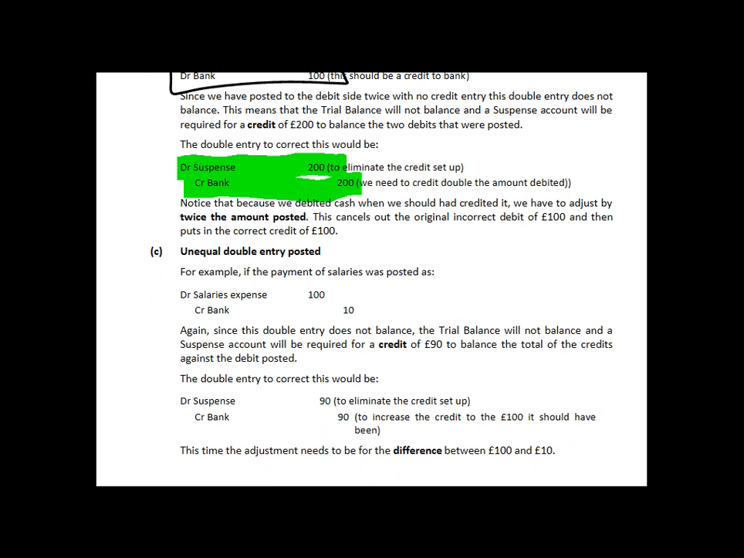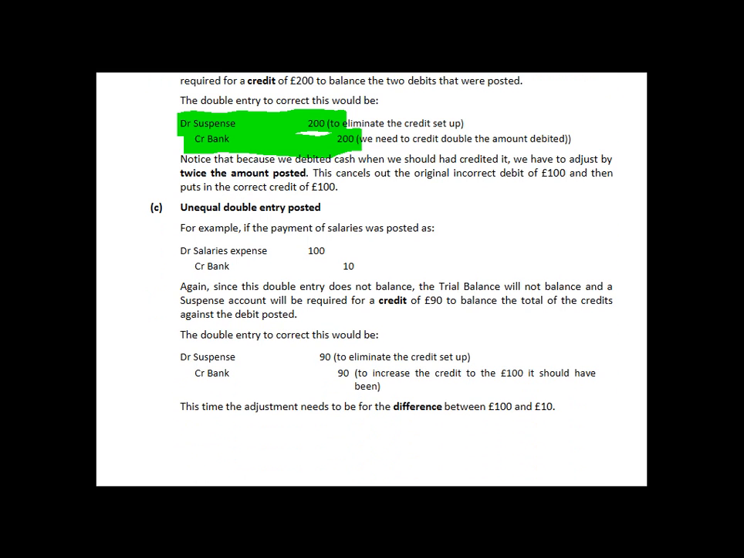And then another type of error that will affect the suspense account is if an unequal double entry is posted. So for instance, for the payment of salaries, let's say we debited the salaries expense by 100, and let's say that's the correct figure. But let's say we only credited the bank by 10 by mistake. We just forgot the other 0. Obviously that original double entry does not balance. We've got 100 on the debit side and only 10 on the credit side. That would mean that the ultimate trial balance would not balance. That would lead to a suspense account.